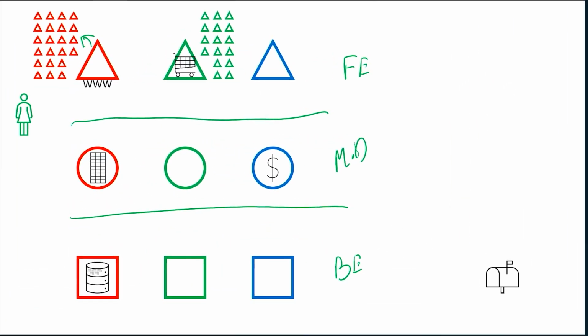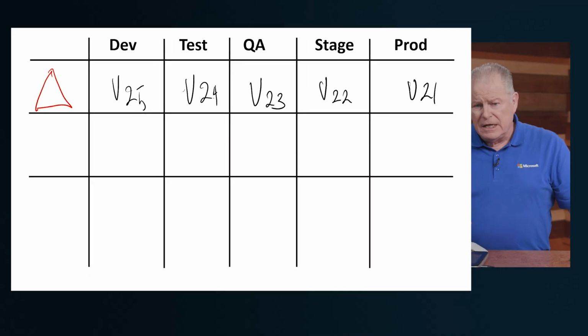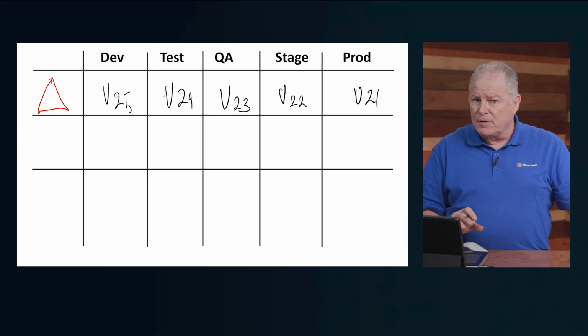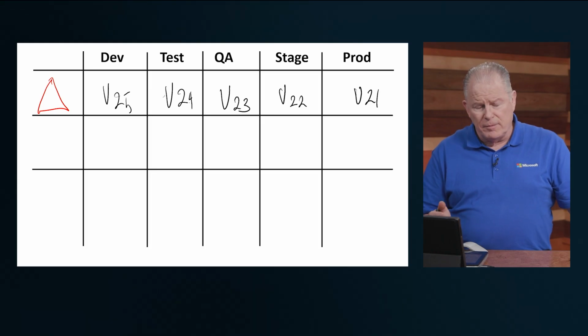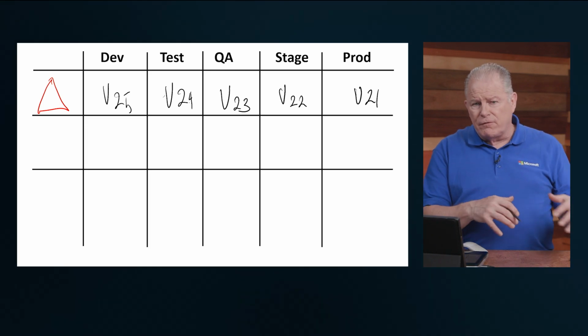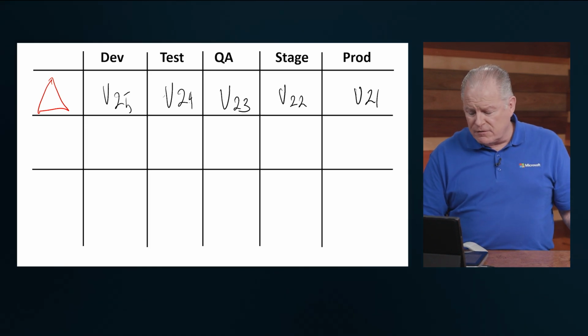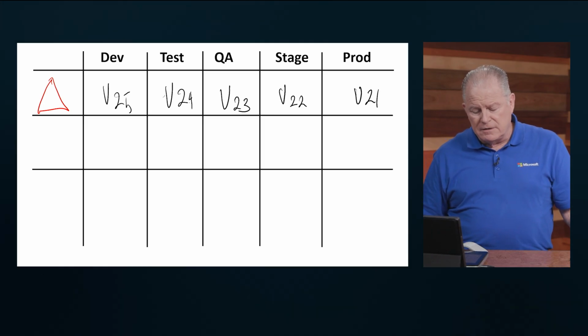Now what we're going to do is look at how we manage each of these various applications through the various environments. When I go back into the graphical interface, remember the App Service plan, which is what we're talking about, has the ability to have either 0 deployment slots, 5 deployment slots, or 20 deployment slots. I'll show that when we get into the graphical interface. So I've got my red triangle, my front-end website. We've got multiple versions of this. I've got V21 running in production, V22 in staging, V23 in QA, V24 in test, and V25 in development.